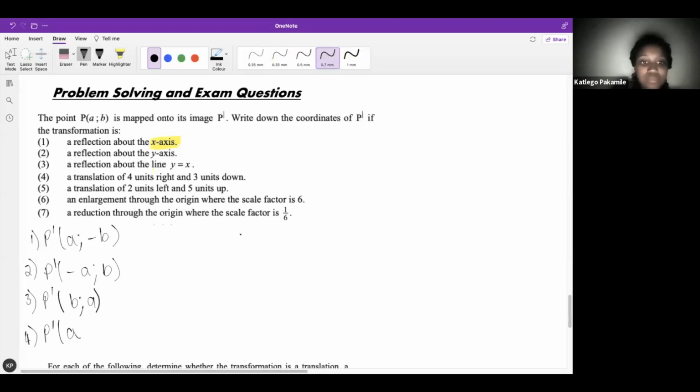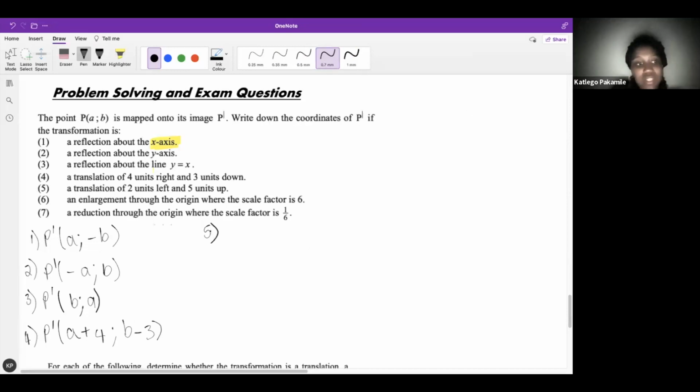Okay, 4 units to the right. Going to the right is plus 4. And B is 3 units down. That will be minus 3. Do you put a plus sign next to it? Yes, that's exactly how you do it.